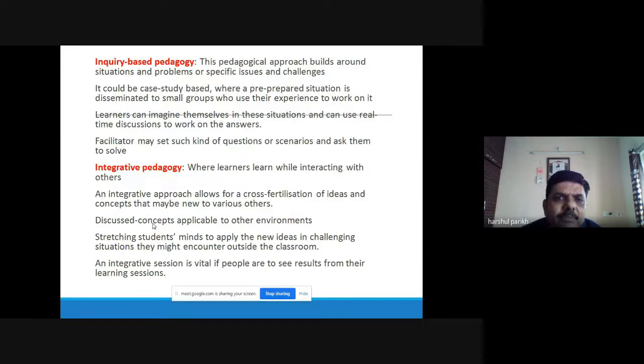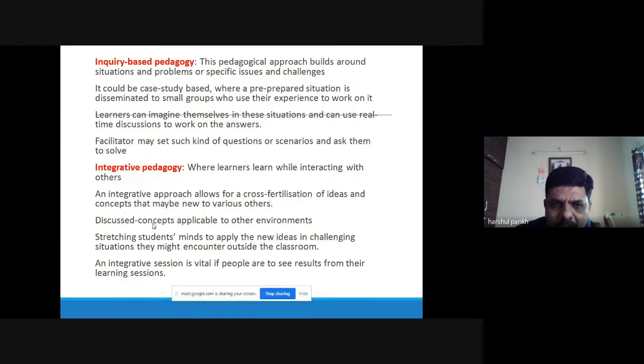What is the inquiry based pedagogy? It is a more challenging situation where the approach is built around certain problems, specific issues, and challenges, and here the pedagogy is mainly based on case studies. Whatever the learners have learned during the session, that learning or knowledge can be applied here in inquiry based pedagogy.